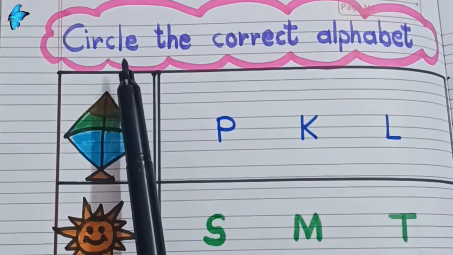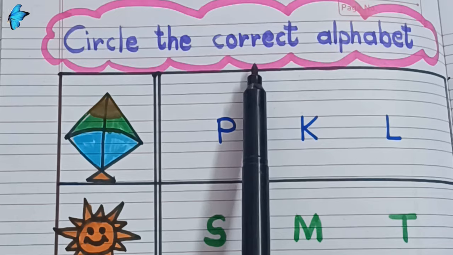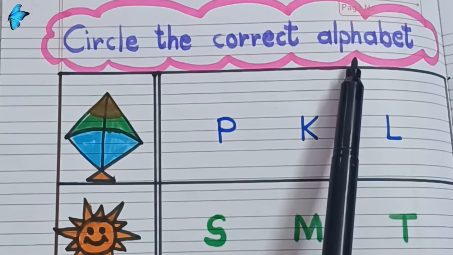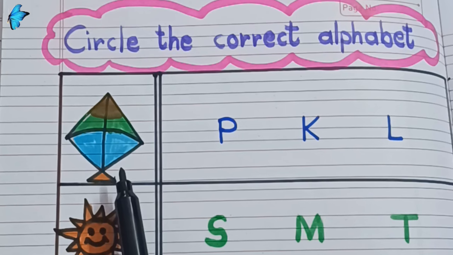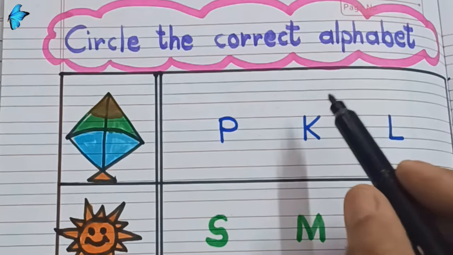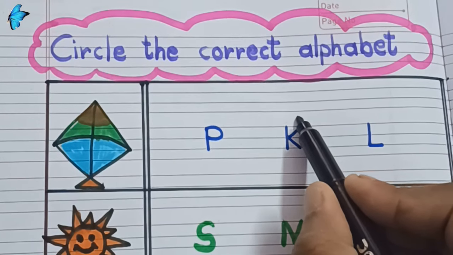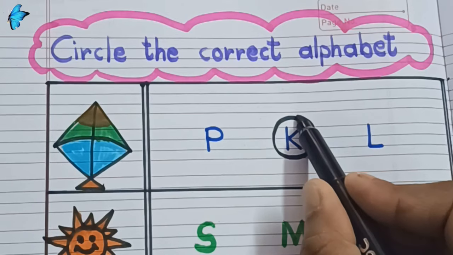Children, in today's worksheet, you have to circle the correct alphabet. Children, see, in the first picture, there is a kite. And kite starts with letter K. K for kite.